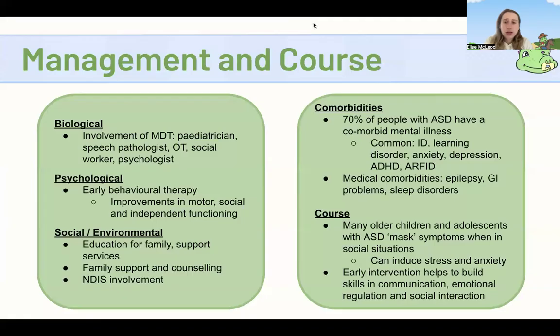In terms of the course, older children and adolescents often learn to mask symptoms when they're in social situations, and this can induce stress and anxiety. So it's important to monitor that and I guess provide children with psychological support for this because it can be quite distressing for them. And as mentioned before, early intervention is really critical to help build key skills in communication, emotion regulation, also social interaction as well.